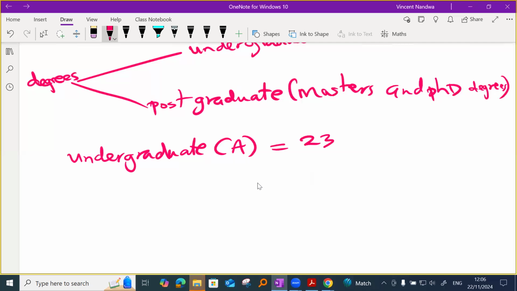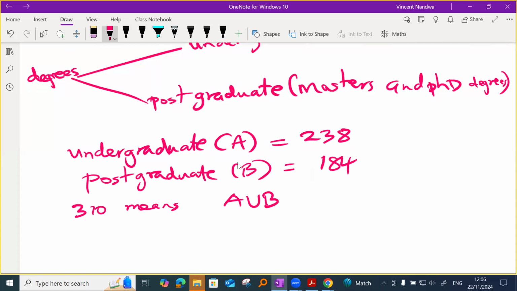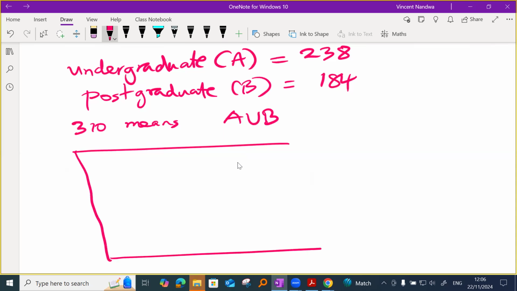So this is 238. And then there's postgraduate. Let this be B, and then this is 184. So what is this number 310? It means A union B, like when you represent it on a Venn diagram, with this as the total number of people under survey.